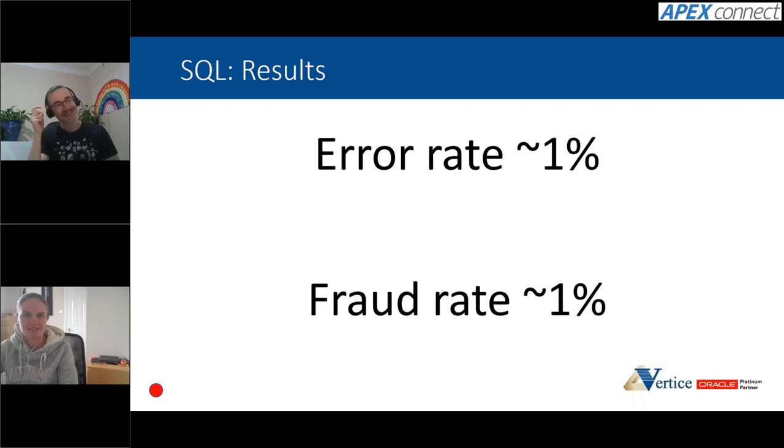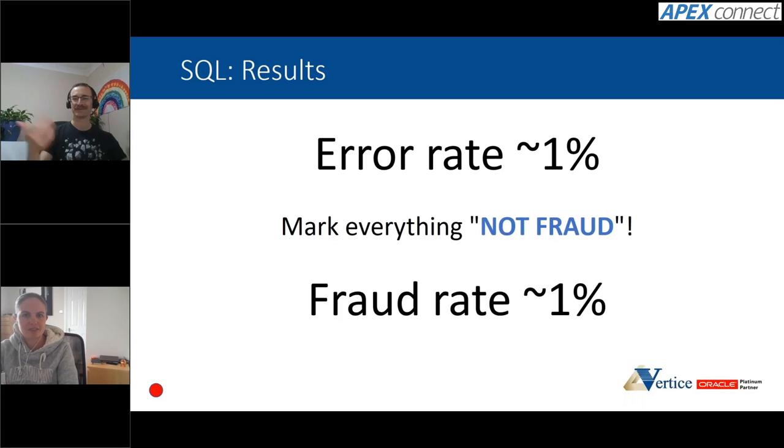Unfortunately, we can't really get responses from the audience here. I'm sure someone watching this has spotted it though. There's a very trivial way to do this. We can just say, everything's not fraud, right? So we've got our error rate to match our fraud rate, but actually we haven't done anything. We've just let everything through. Not very good. So what we want to do is build our confusion matrix for our SQL rules.